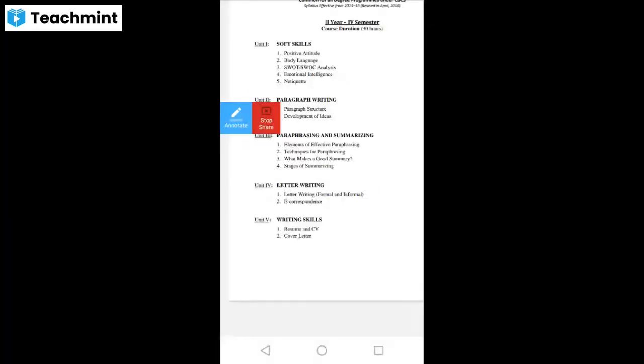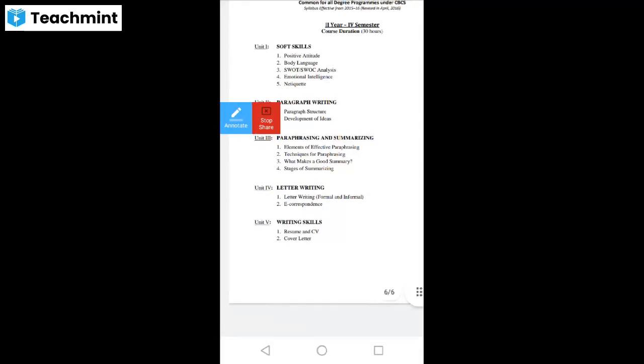Yeah, this is the syllabus for second year, what we call CS communication skills and soft skills. Here we have 5 units. First unit is soft skills. Under this, you are going to learn positive attitude, body language, SWOT analysis, emotional intelligence, and the fifth one is netiquette.